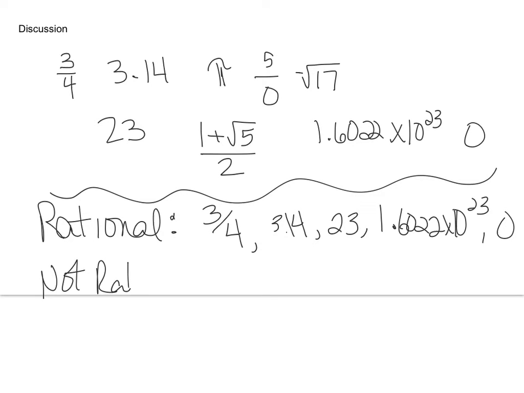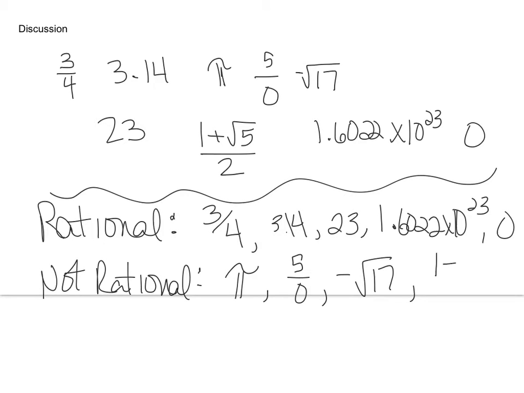Not rational. These would be like pi. It doesn't have an ending to it. 5 divided by 0, because like I said, we're not allowed to divide by 0. Square root of 17, if you take the square root of 17, you actually won't get an end. 1 plus the square root of 5 over 2. Square root of 5 doesn't have an ending decimal. So those are not rational.